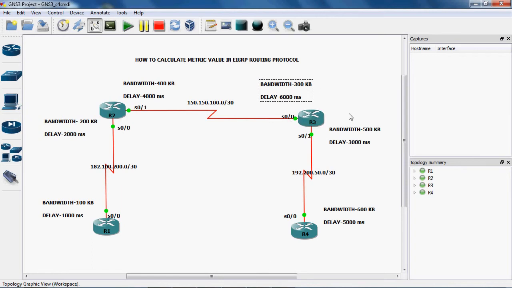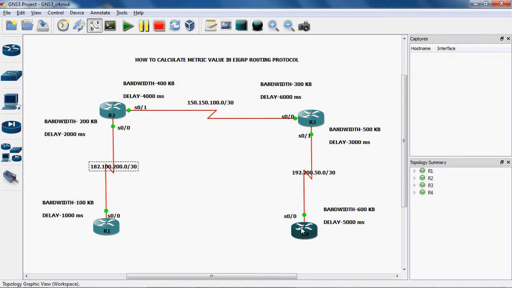Next, for the feasible distance we add this bandwidth and delay also. If there is more than one bandwidth, we choose the minimum bandwidth and add all link delay values, that is 256 into 10 power 7 divided by 300 and 600. Which one is minimum? 300. 10 power 7 divided by 300, plus delay values 6000 plus 5000. We get the feasible distance of the 150.150.100.0 network.